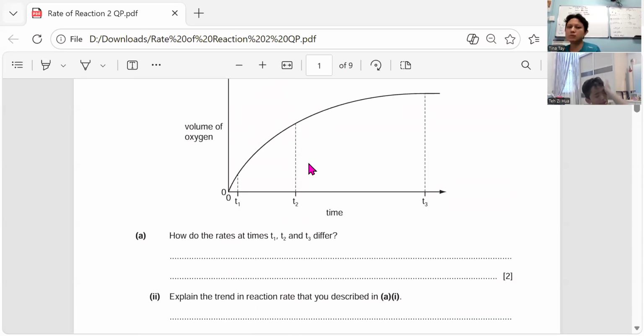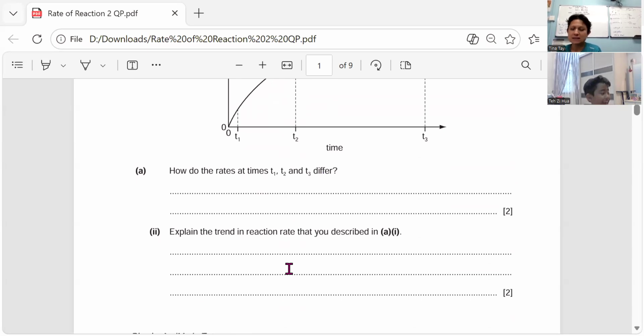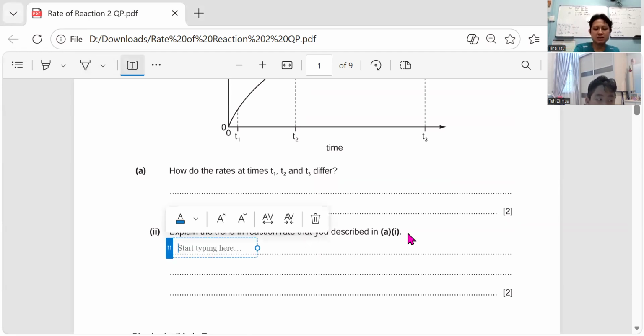The rate of T1 is higher than T2. At T3, the rate is 0. Okay, correct. Very good. Explain. Okay, so you have to be specific. You have to say the concentration of what? Concentration of what decreases with time?